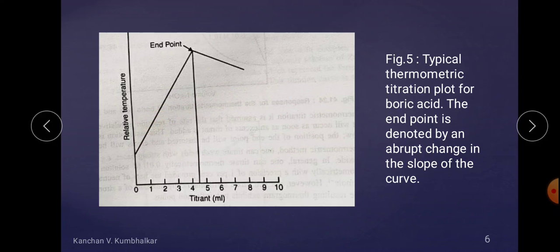This plot is a typical plot showing the temperature of the system on the basis of addition of titrant. In this case, we are adding titrant versus the boric acid, and such type of graph has been observed. It is like that of the HCl versus NaOH. In this case, the boric acid versus NaOH has been plotted.